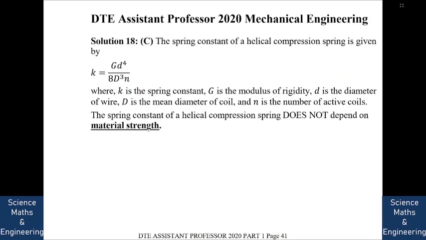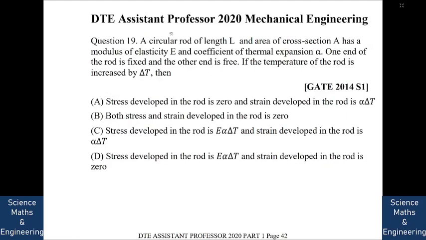However, it directly does not depend on the material strength. G also shows material strength in twisting, but if we see the material strength, that means Young's modulus or the other parameters, it does not depend on, and here twisting is not an effective way of representing the material strength. So the compression spring constant does not depend on the material strength is the correct answer.